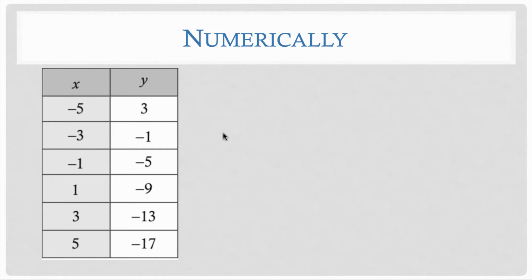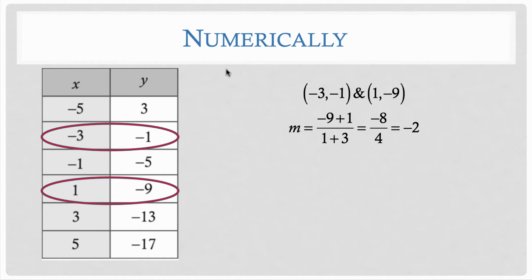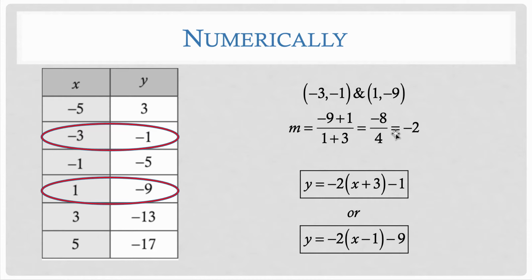Numerically, we did the same thing that we did graphically. You could pick 2 points and use the slope formula in order to find what the slope is. So here I picked -3, -1, and 1, -9. Again, looking for the change in the y values divided by the change in the x values, I get a slope of -2. Since I was not given the y-intercept, I don't see it here in the table, I'm just going to use the first point and write my equation in point-slope form. You could have also used the second point. It really doesn't matter which point you use. You can use any point that's on the line.